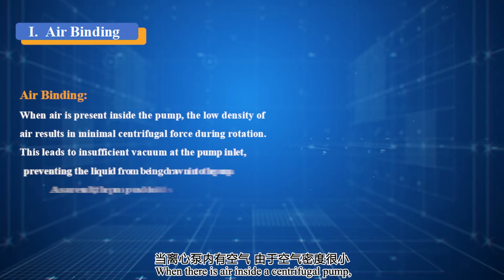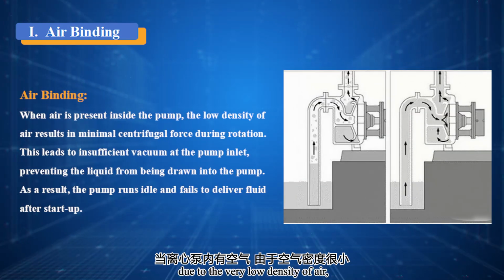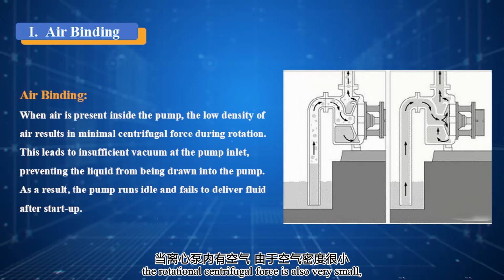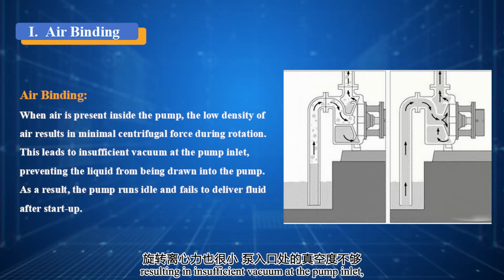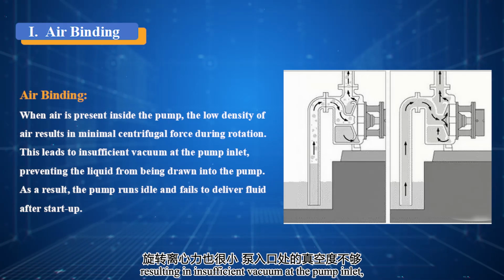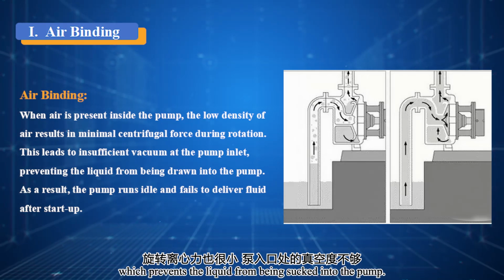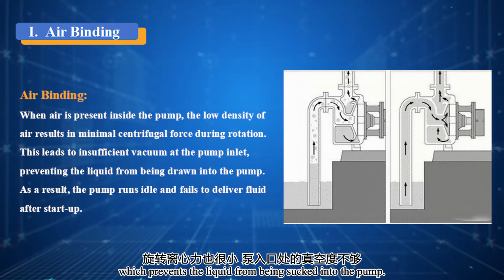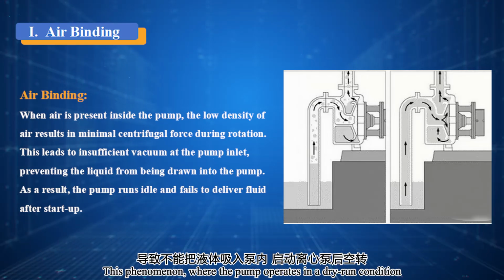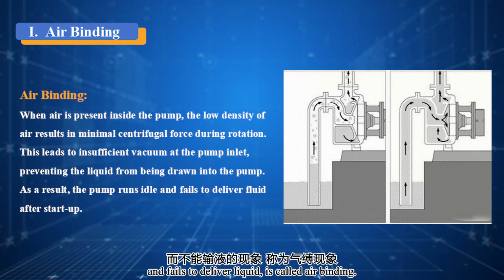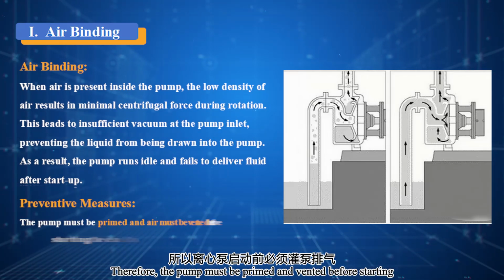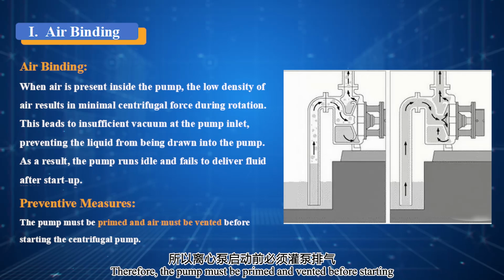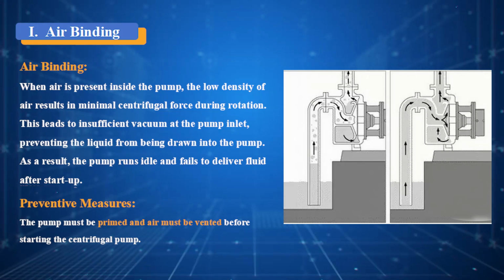When there is air inside a centrifugal pump, due to the very low density of air, the rotational centrifugal force is also very small, resulting in insufficient vacuum at the pump inlet, which prevents the liquid from being sucked into the pump. This phenomenon, where the pump operates in a dry run condition and fails to deliver liquid, is called air binding. Therefore, the pump must be primed and vented before starting.